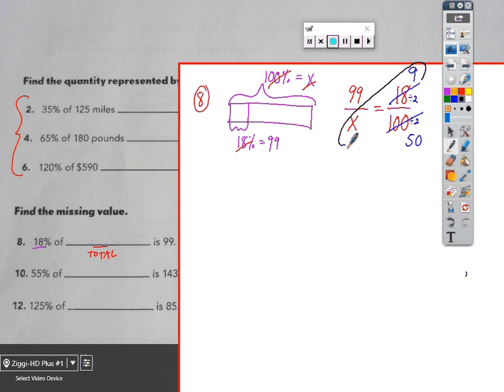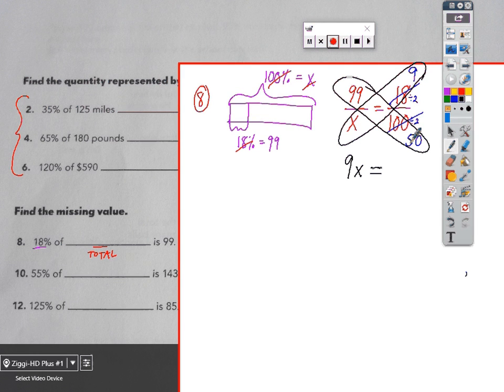So I'm going to take this 9 times x in a minute. I'm going to take this 99 times 50 in a minute, and I'm going to set these equivalent to each other. Okay? So I always encourage my students to start with the variable first, because then we don't have to worry about the order when we're done. So 9 times x is the same as 9 groups of x, or just 9x. And going the other way here, I have 99 times 50.